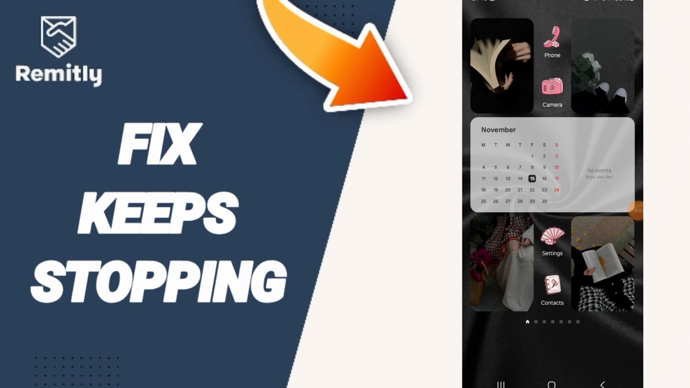Hello everyone, today we will talk about how to solve the problem of "keep stopping."